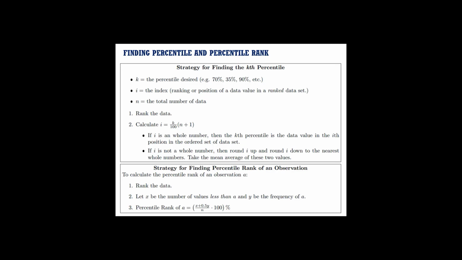So what are your steps? Well, first you rank the data. You put it from the smallest to the largest, in order. And then you calculate the term that you're interested in. You say I is equal to k divided by 100 times n plus 1.